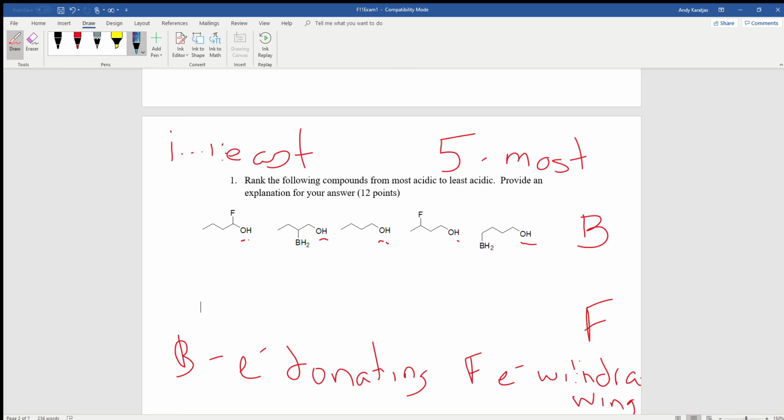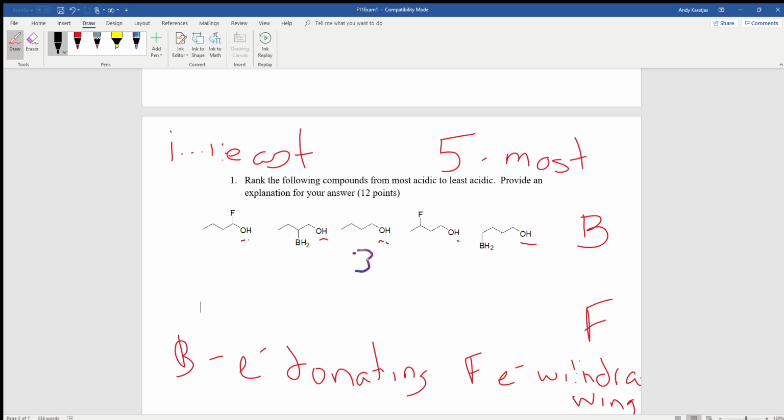So we can start by labeling the compound that has no other substituents, just the alcohol itself. And because that one has neither electron withdrawing or electron donating groups, it's going to fall in the middle of acidity. It's going to be more acidic than the ones with the donating groups, but it's going to be less acidic than the ones with the withdrawing groups.